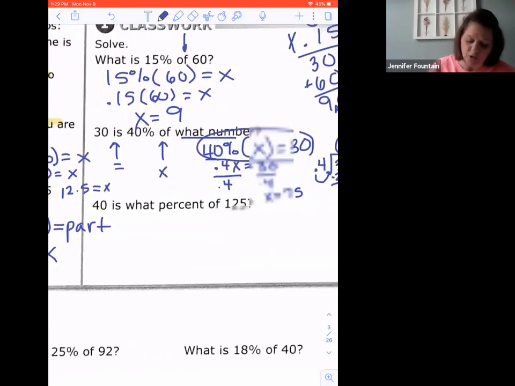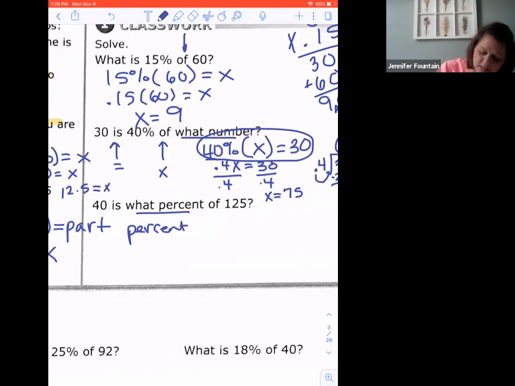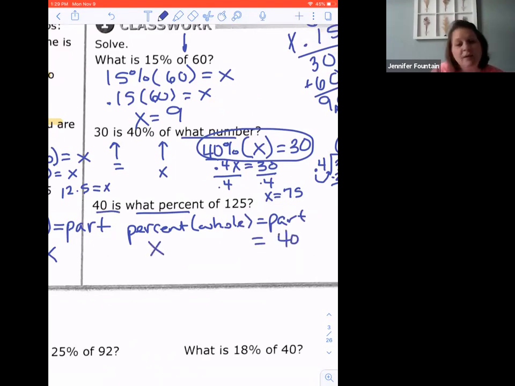Let's look at the next one. 40 is what percent of 125? If my formula is percent times whole equals part, I'm going to plug in what I know. I've got my equal sign there, and I can see over here it equals 40. My x, my variable, will represent my percent because I don't know what it is. I do know what my whole number is. So I have x times 125 equals 40. So that's going to be 125x equals 40.